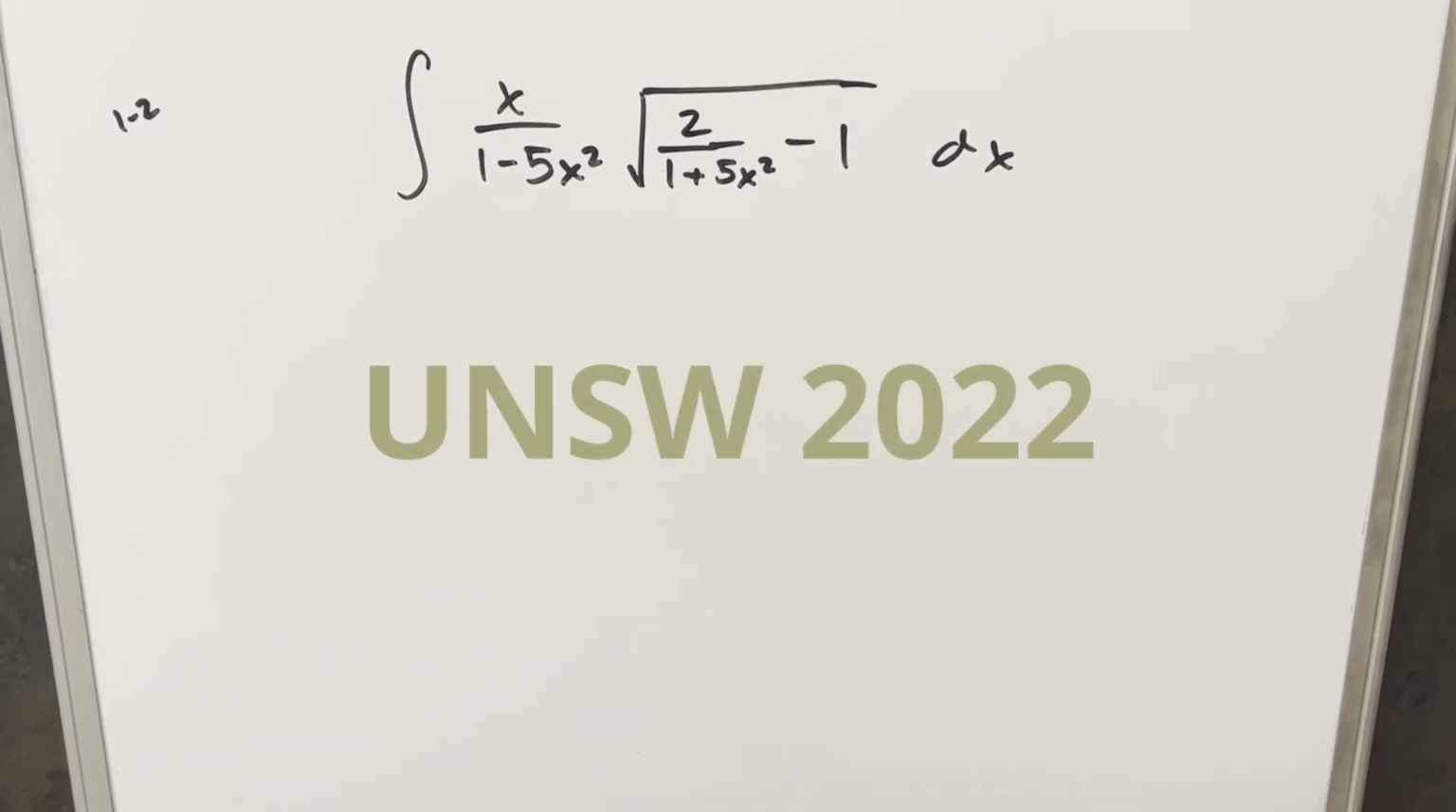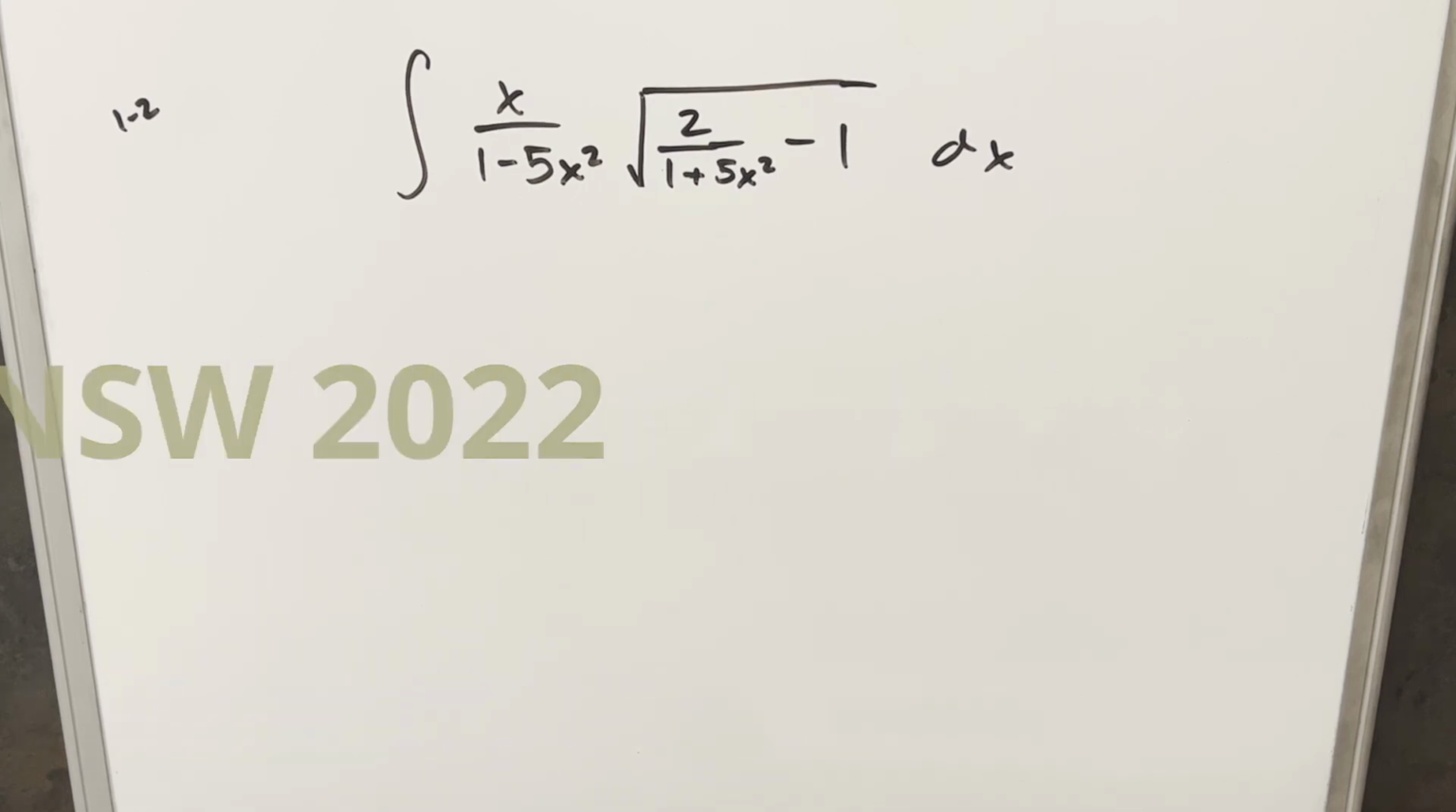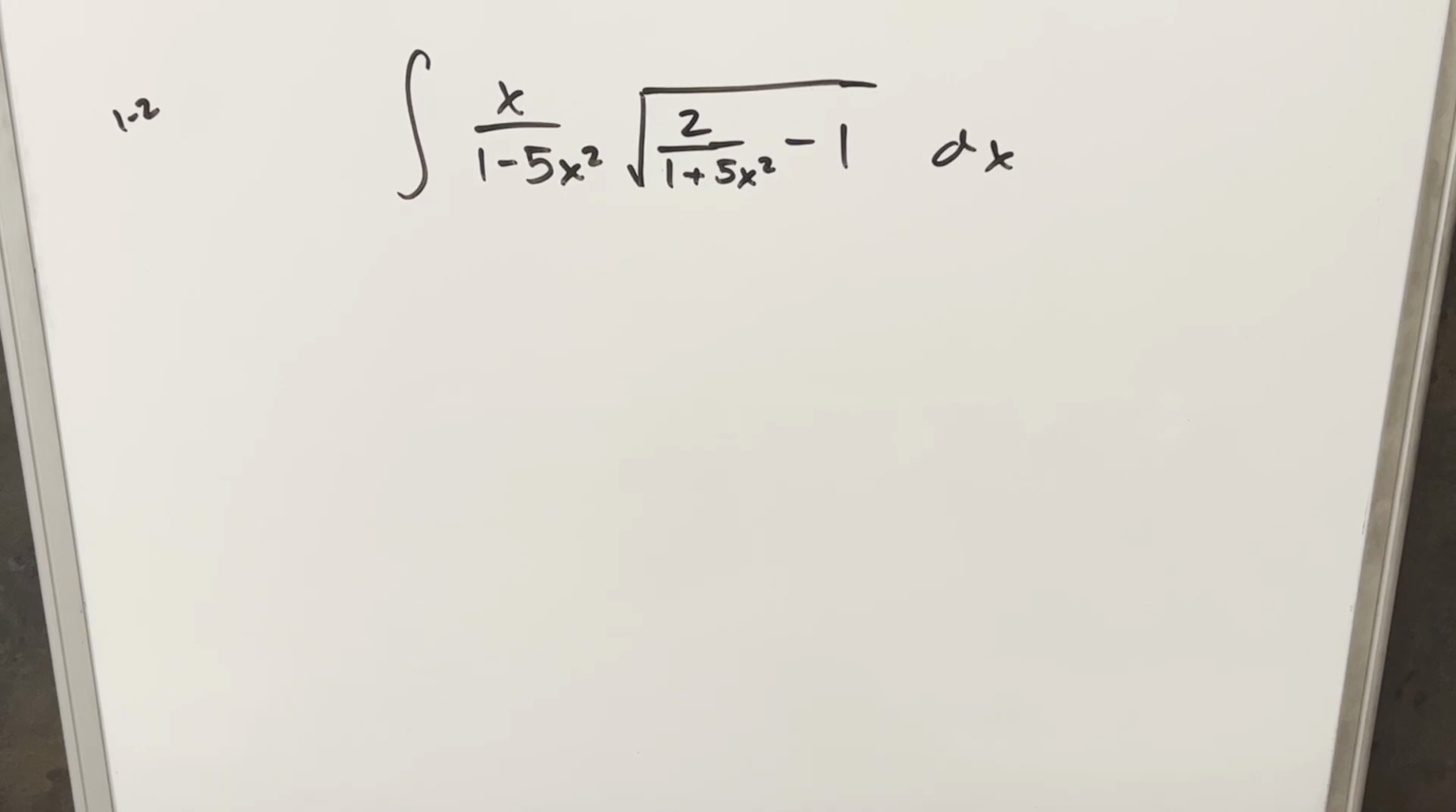Hey, we have here today an interesting integral from the UNSW Integration Bee 2022. This was knockout round 1, problem 2. We have the integral of x over 1 minus 5x squared times the square root of 2 over 1 plus 5x squared minus 1 dx.